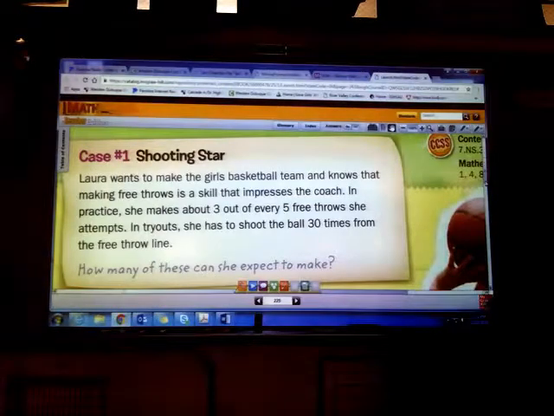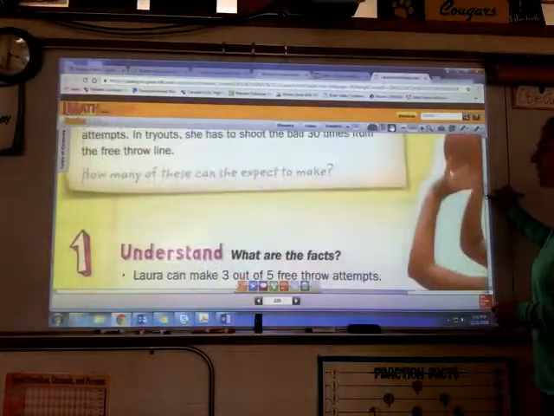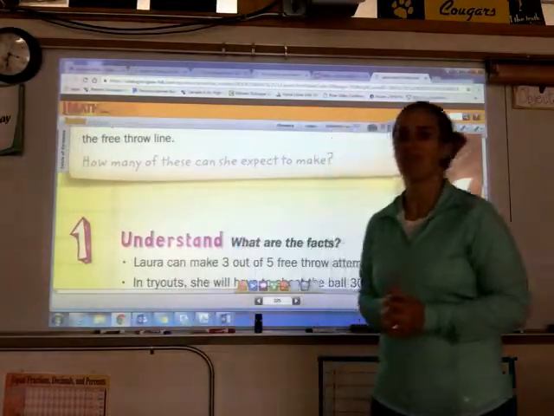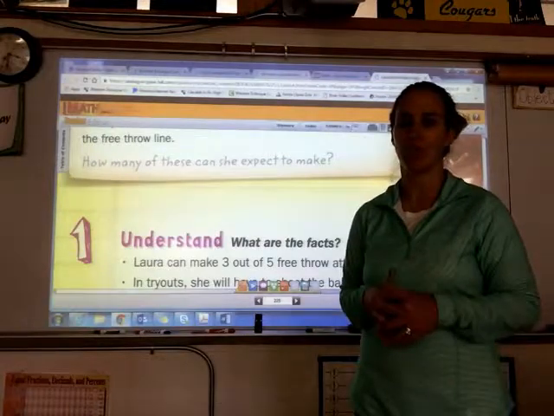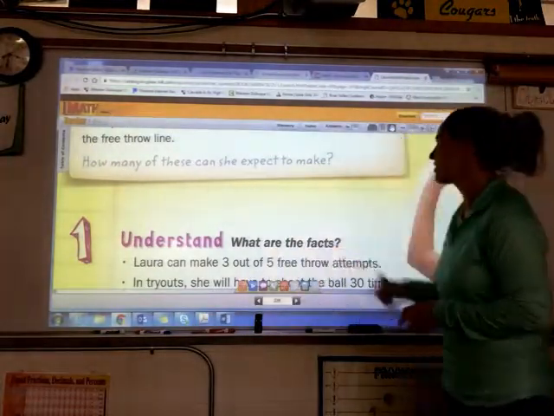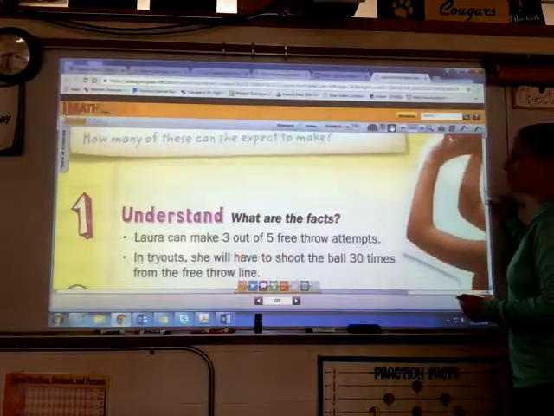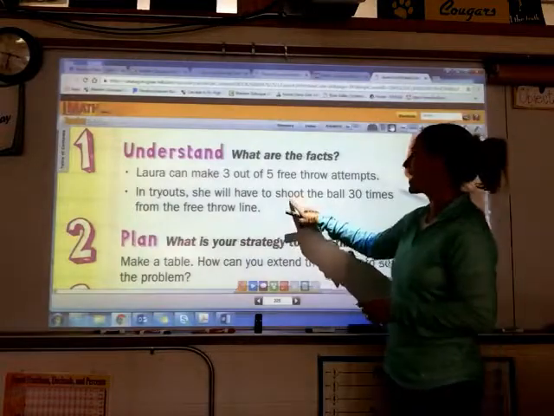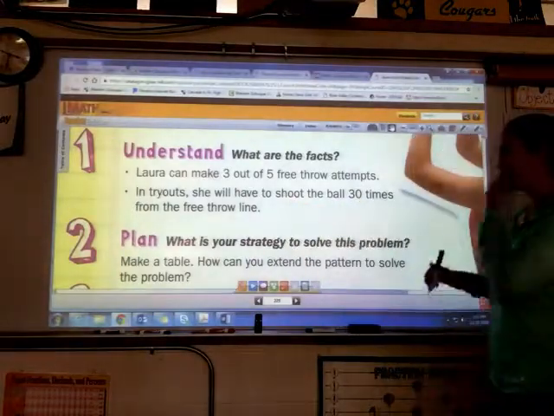If we think about our problem-solving strategy, the first thing that we need to do, number 1, is understand the problem. As I've mentioned before, if you need to go back and reread the problem 2 or 3 times, please do that. Okay, so we're looking at what are the facts. As I had mentioned earlier, we know she can make 3 out of 5 free throw attempts, and in tryout, she's going to have to shoot the ball 30 times.